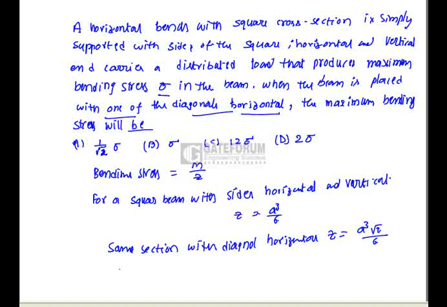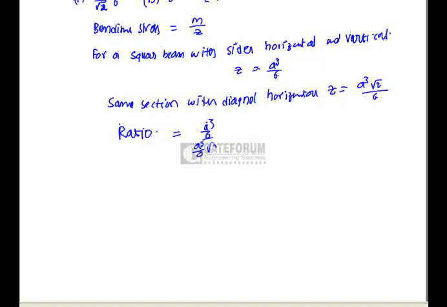So the ratio will be equal to a cube by 6 by a cube by 6 root 2, that is 1 by root 2 sigma. So option A is correct.